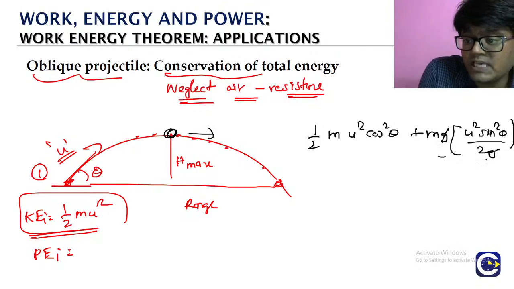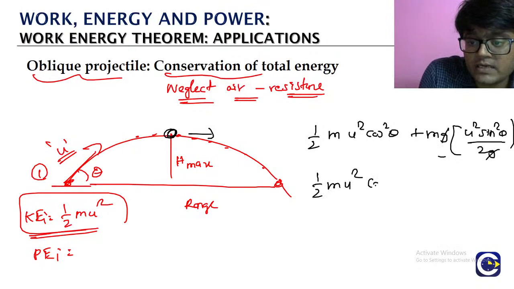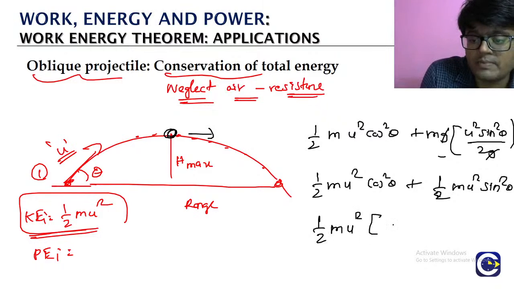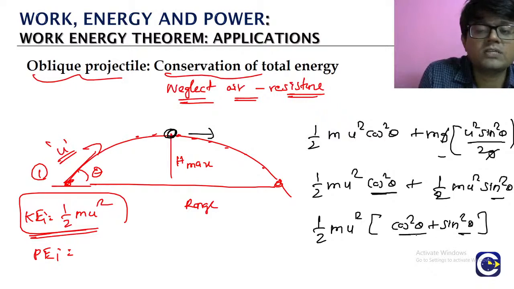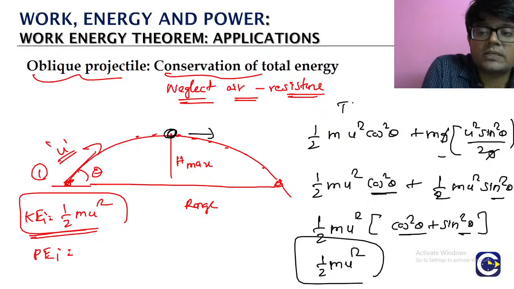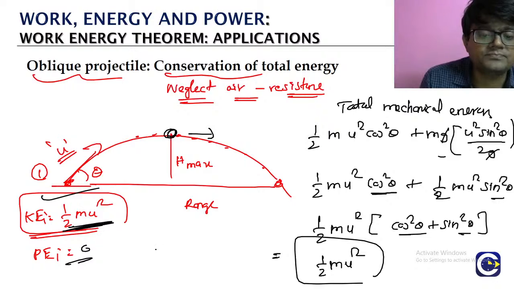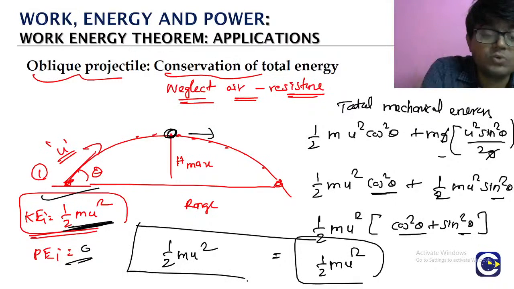Look here, g cancels. We have half m u square cos square theta, and here half m u square sin square theta. We can take half m u square as common. What remains? Cos square theta here and sin square theta there. What is the value of cos square theta plus sin square theta? 1. So this is the total mechanical energy. In the initial state, what is the total mechanical energy? Half m u square plus 0. Same. So whatever the total mechanical energy is in the initial state, it will remain the same throughout the journey.